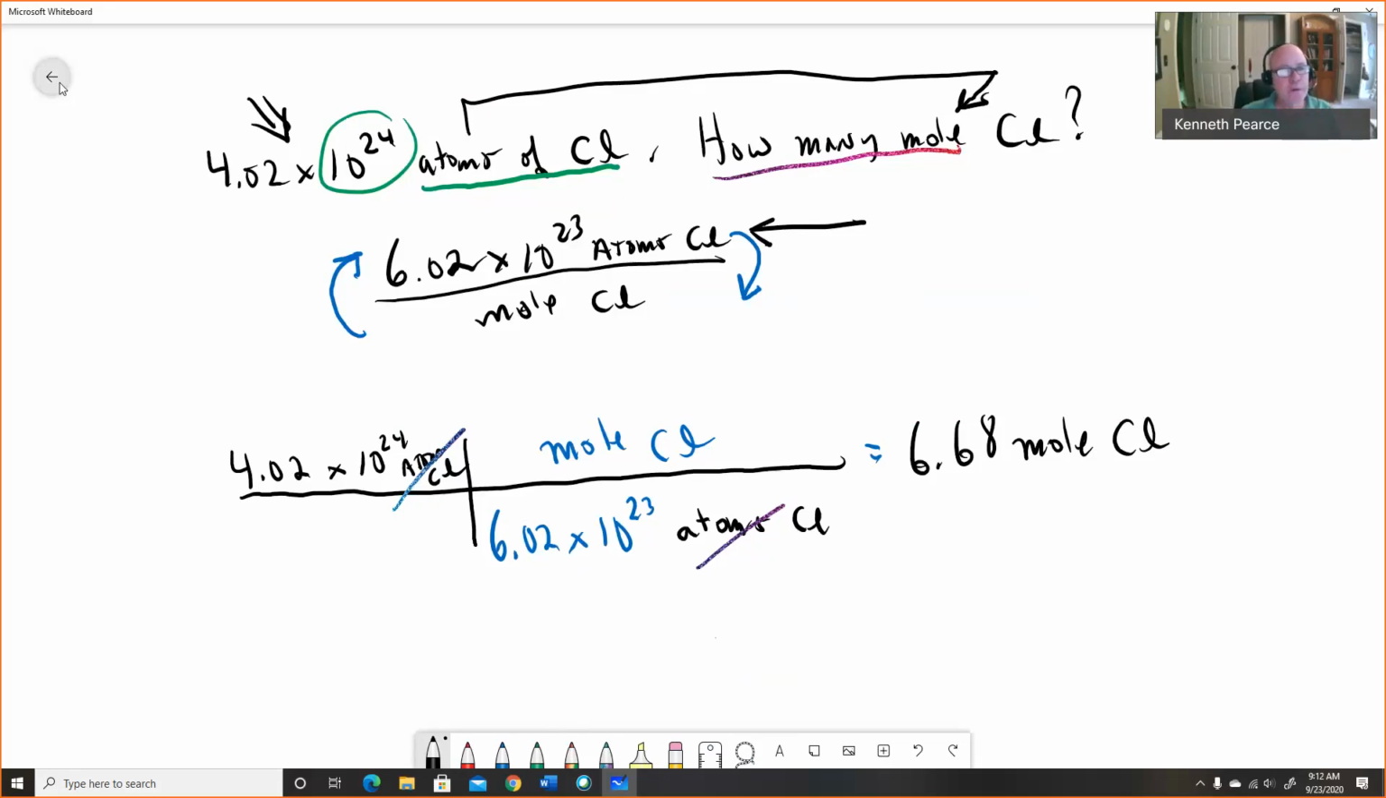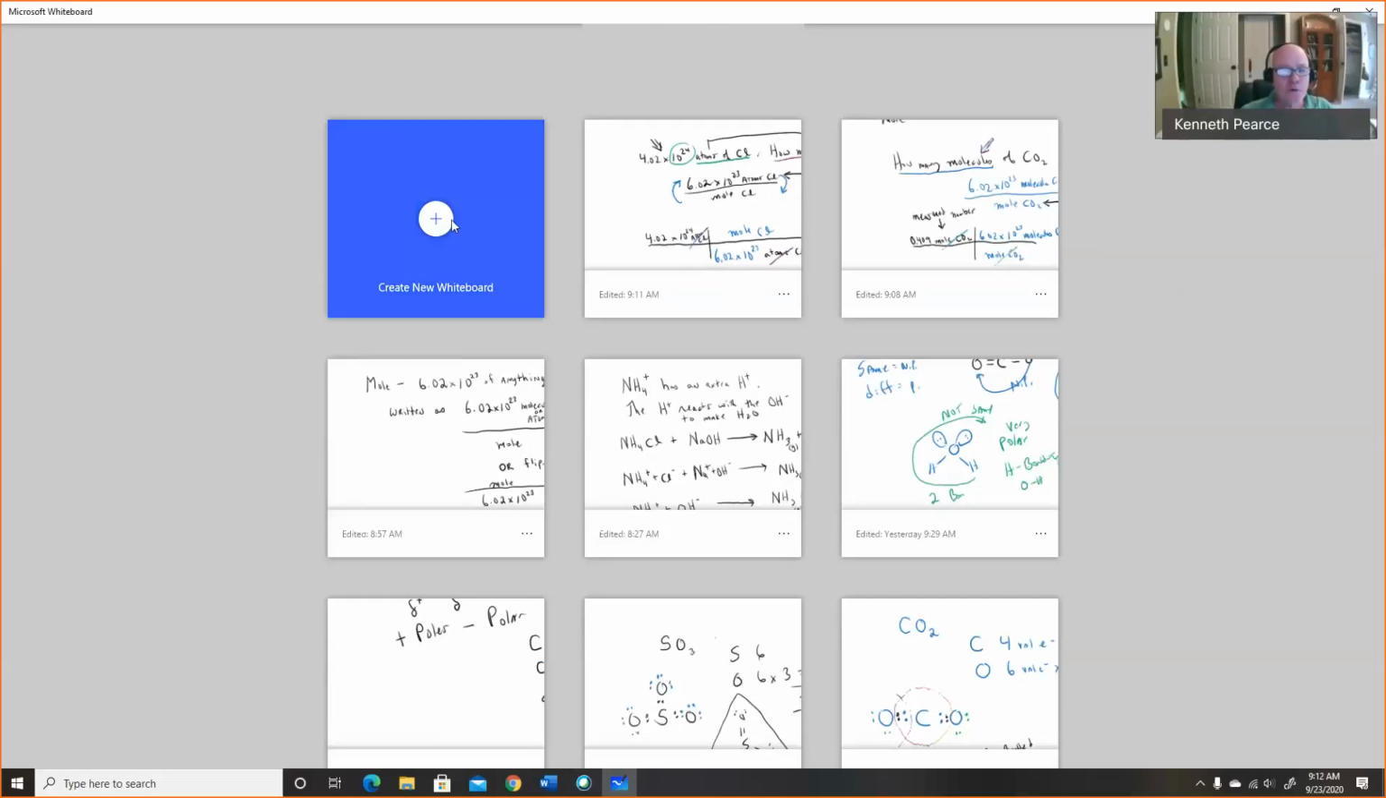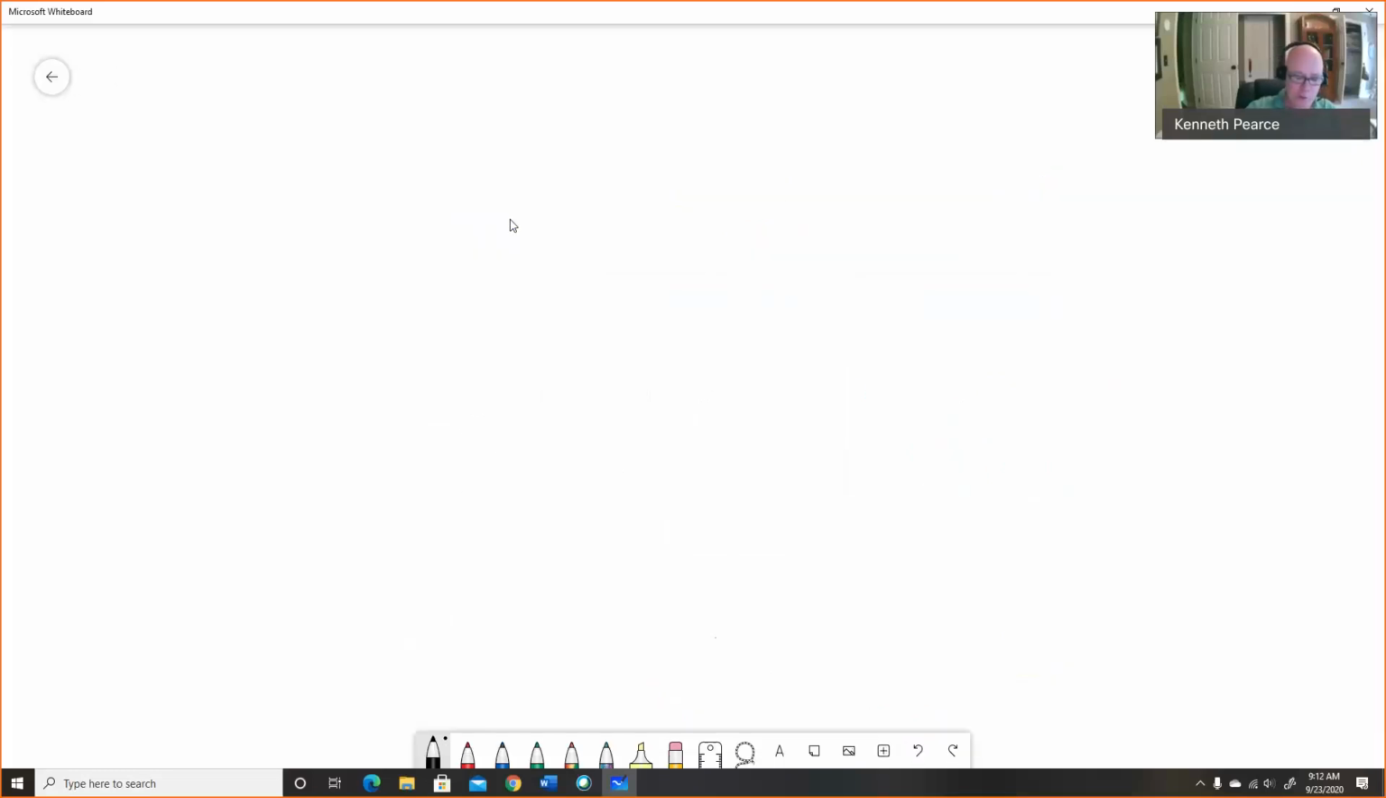Now, it turns out, well, that's not terribly exciting, but it turns out that because of the way that we define this, let me write this down again, 6.02 times 10 to the 23rd per mole, because of the way that we define this, we can now get something that will relate mass to moles.